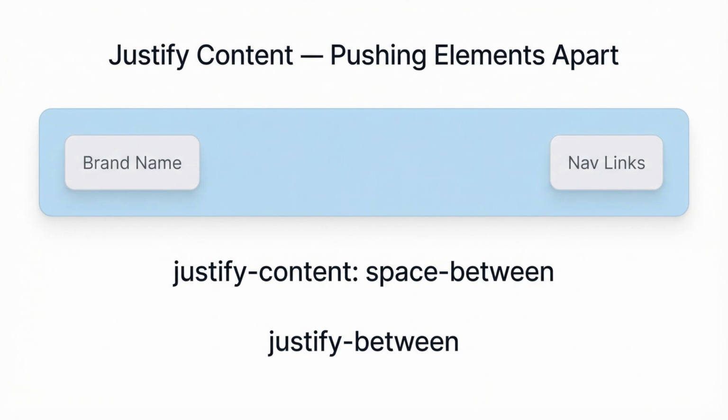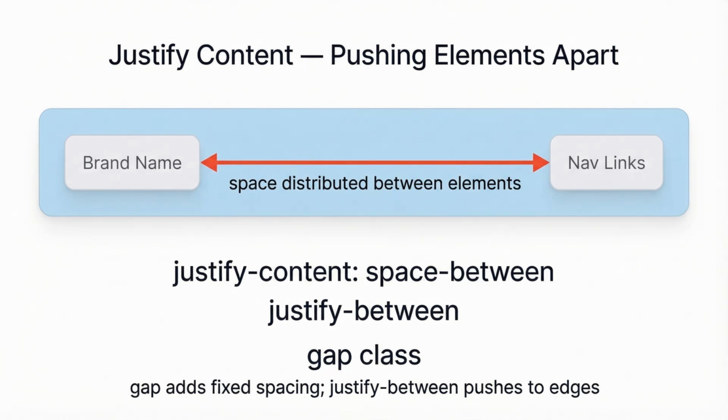Now, to push the brand name to one side and the navigation links to the other, we use justify content space between. In Tailwind, this is written as justify between. Space between distributes the available space between the two child elements, pushing them to opposite ends of the container. The difference between gap and justify between is important. Gap adds a fixed amount of space between elements. Justify between, on the other hand, uses all the available space and pushes elements to opposite ends. For a header layout where you want the logo on the left and links on the right, justify between is the right choice.